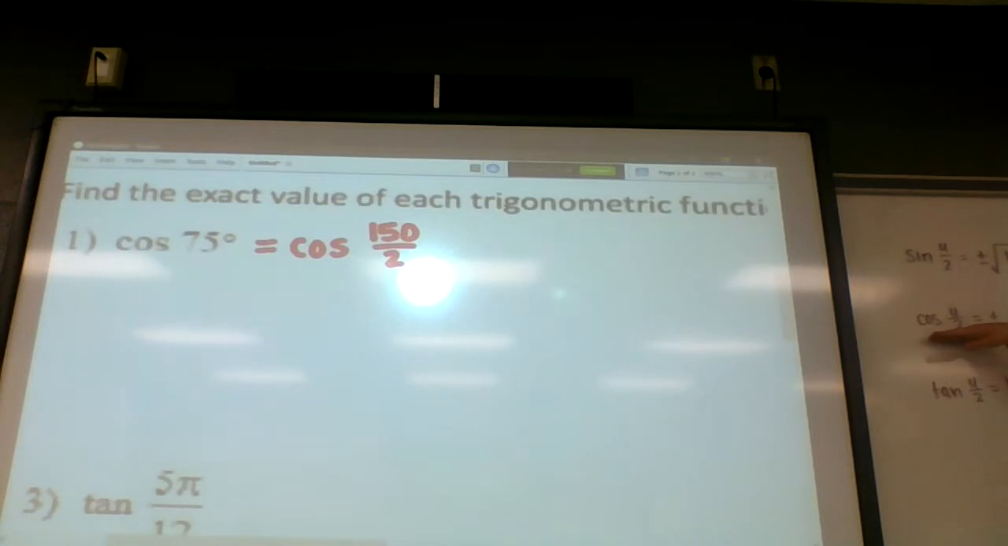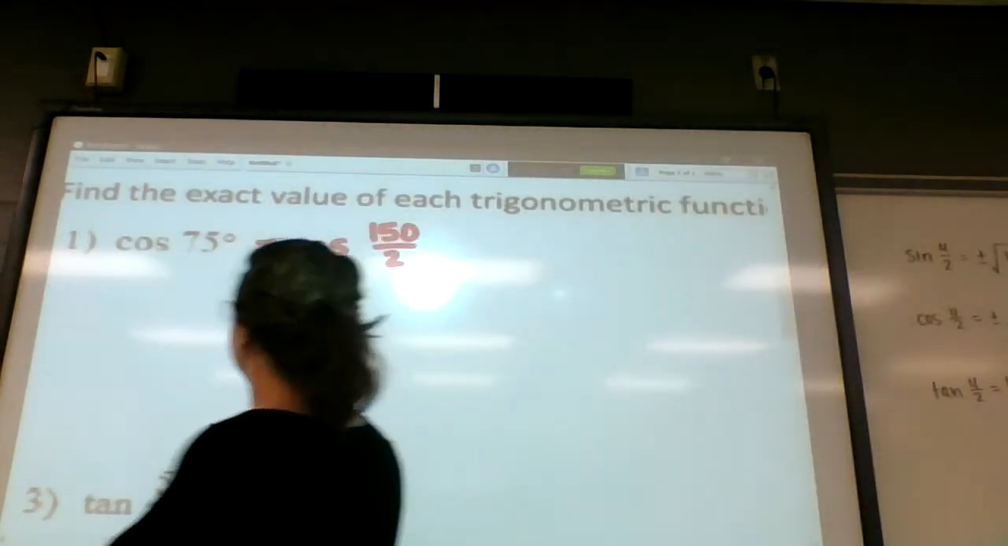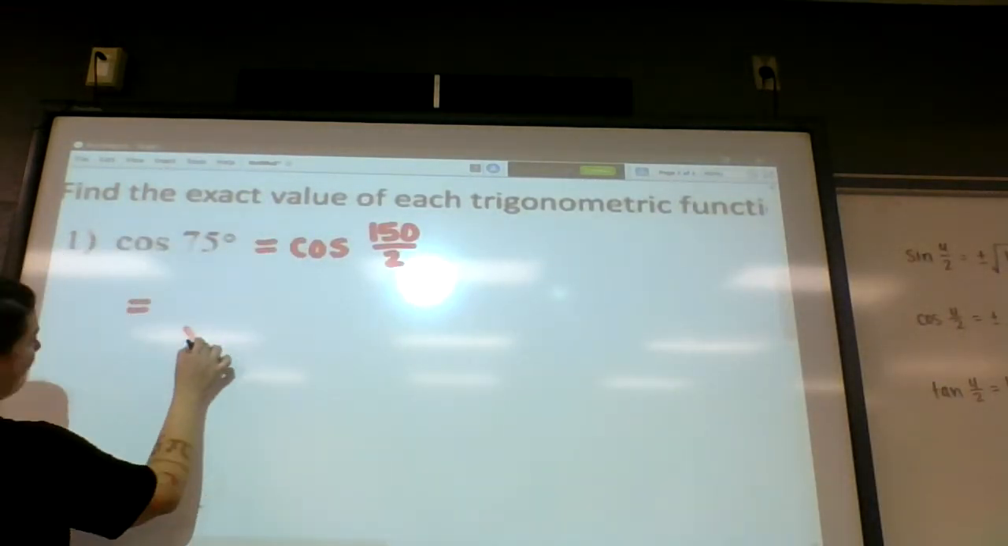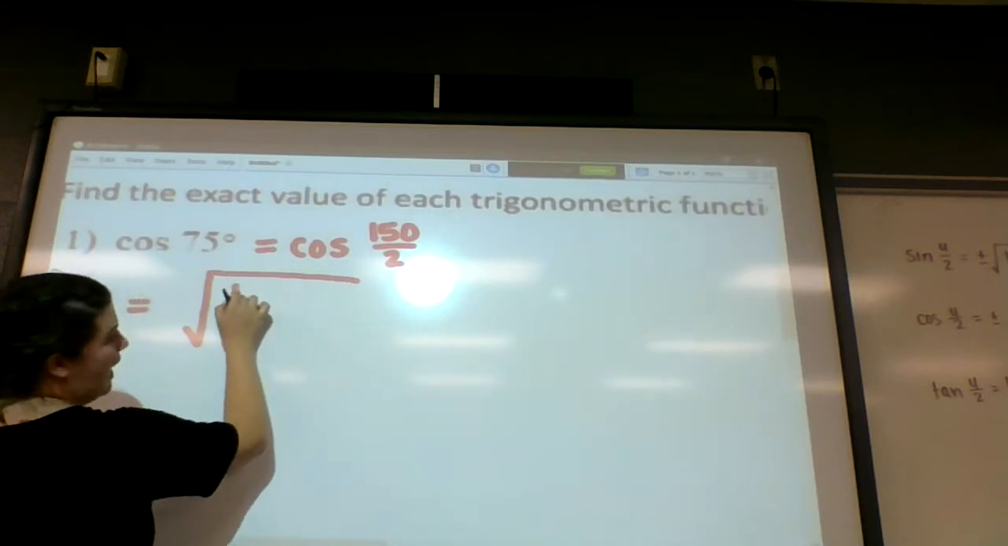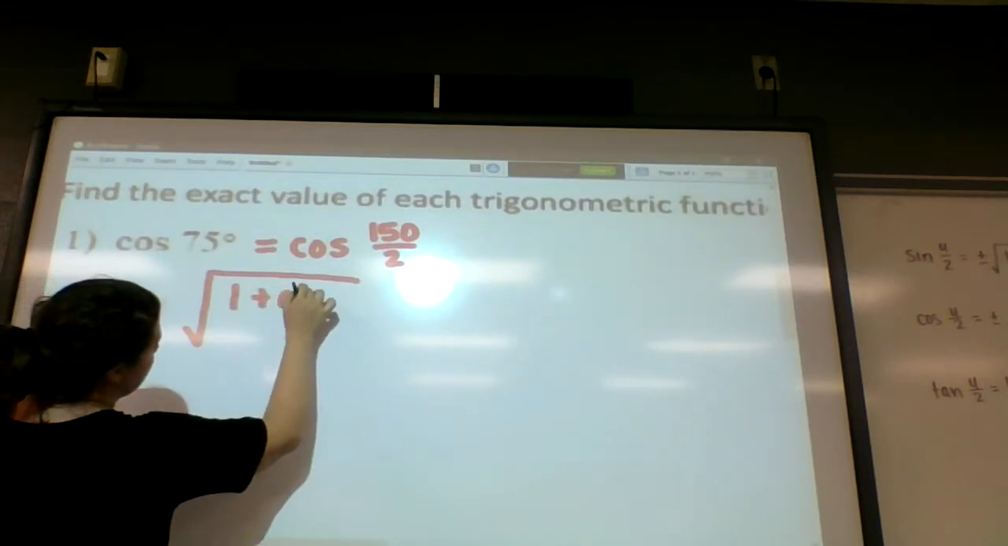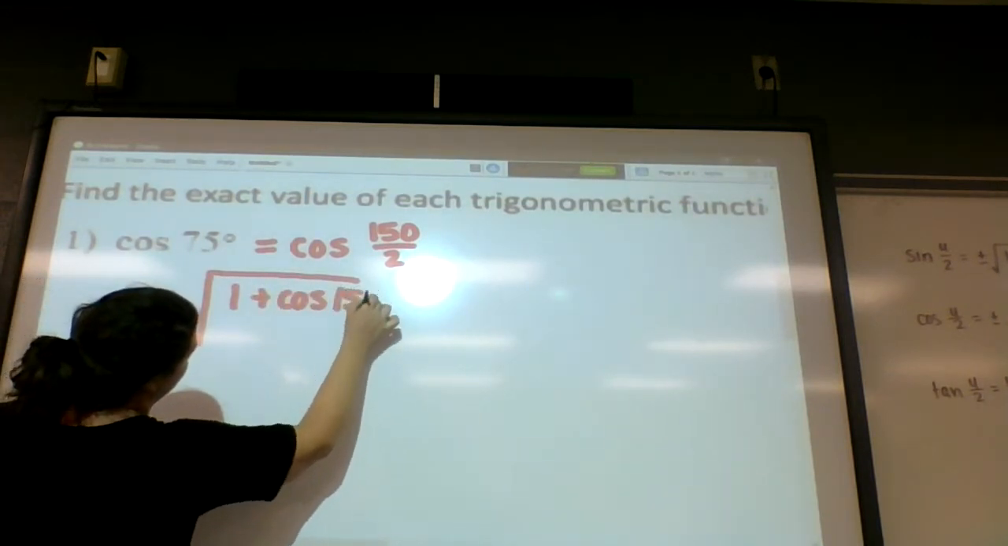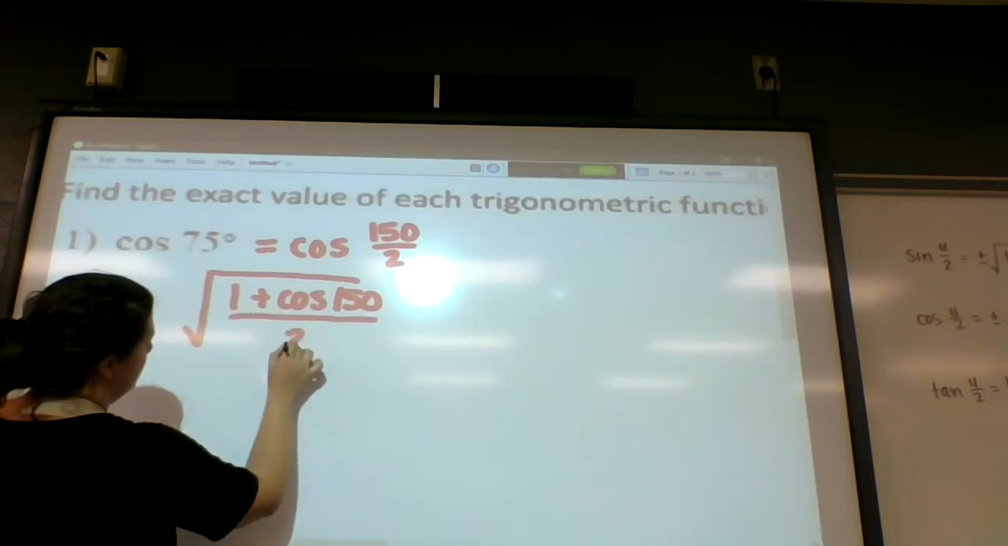We're going to use the one with the cosine. We're going to use this plus or minus square root of 1 plus the cosine of u, all over 2. In this case, u is the 150. So let's go ahead and set this up. We're going to have a big square root, and we'll have 1 plus the cosine of 150 all over 2.